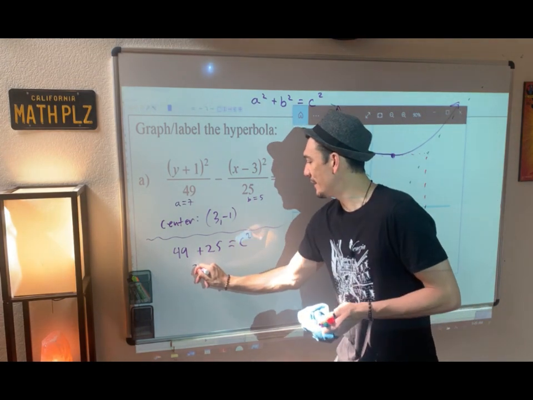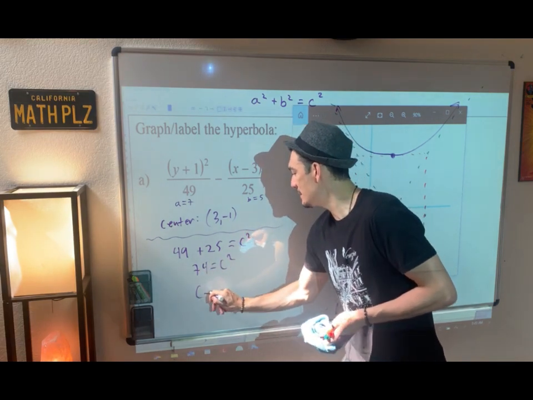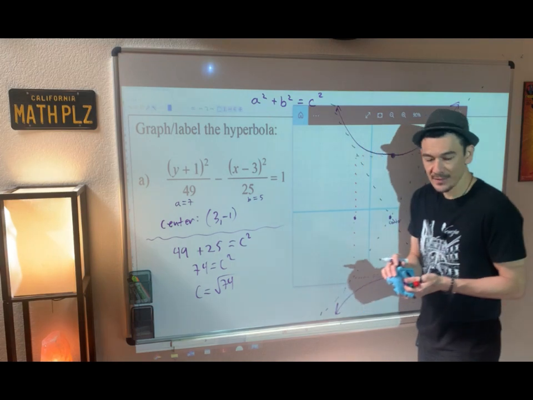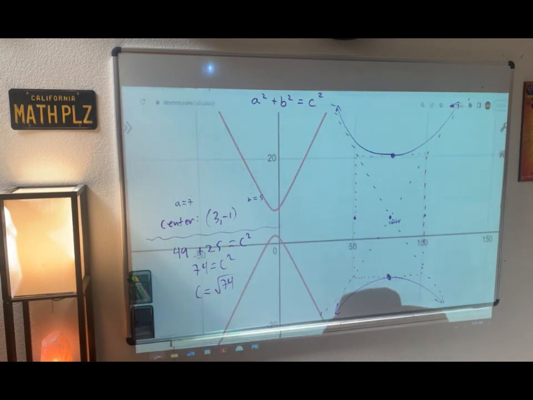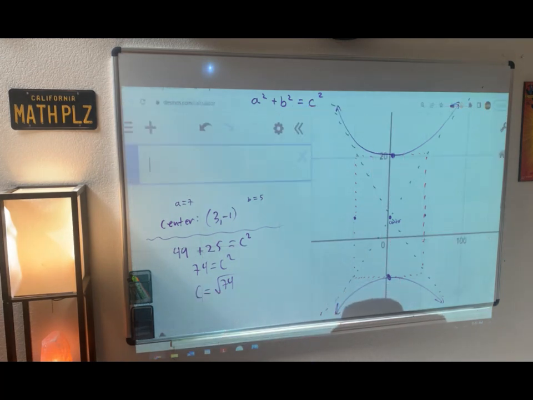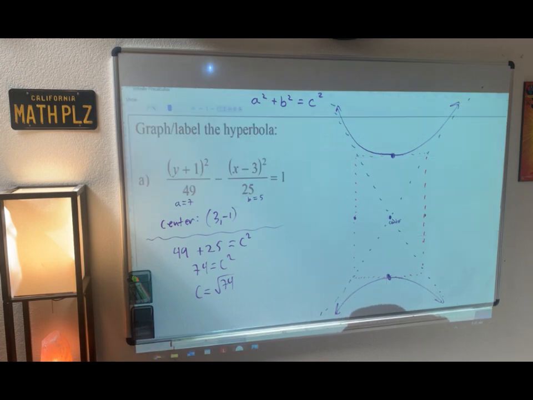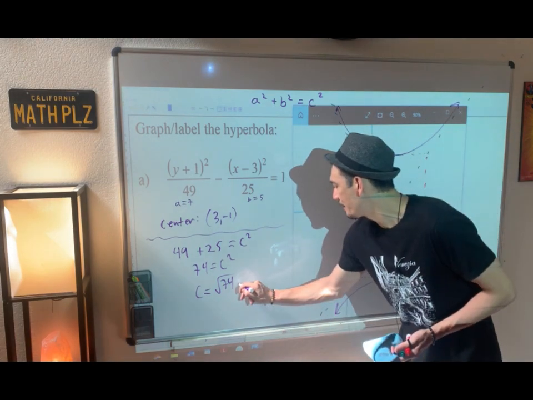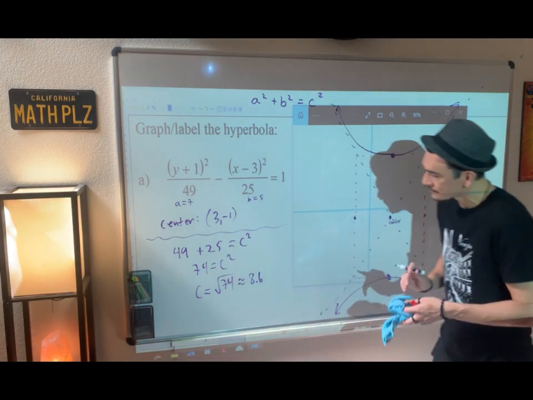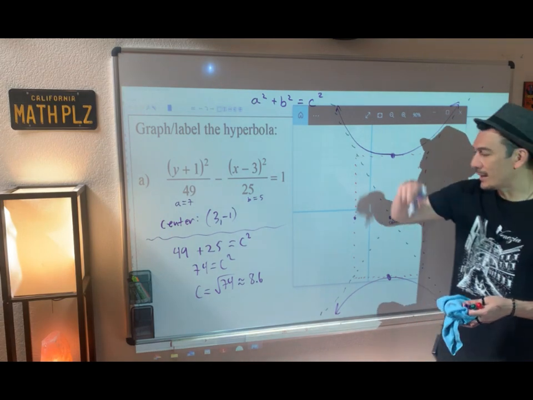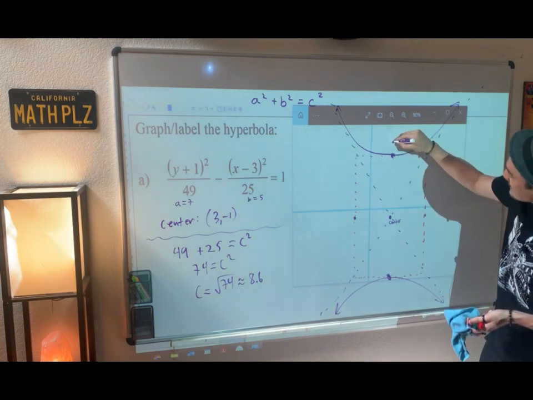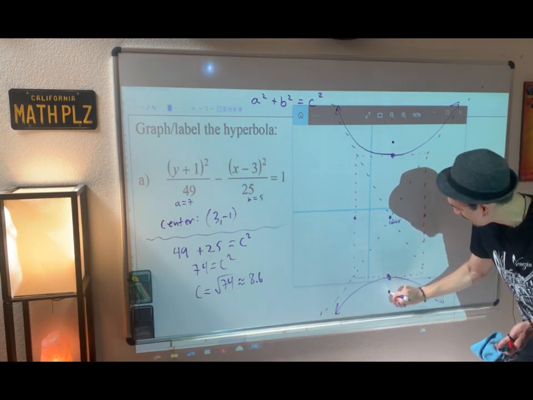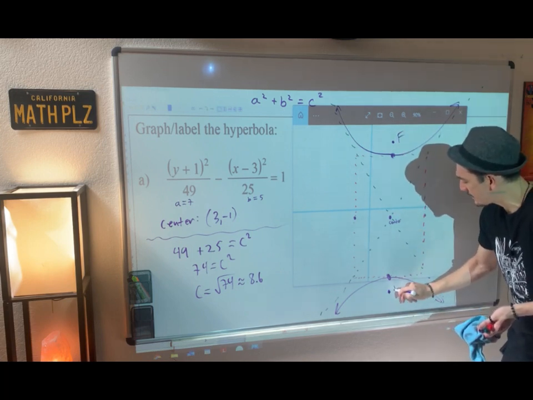And what is this, like 74? And so c equals the square root of 74. And gosh, what's the square root of 74? I mean, I have no idea. Let's go to Desmos. So let's see, 74 to the power of 0.5 is about 8.6, okay? So this guy here, this is about 8.6. And so from your center, go up and down about 8.6 spaces. So this was up 7, so this is 8.6. This is like right there. And this was like down here. And so this is going to be my focus, and this is going to be my focus.